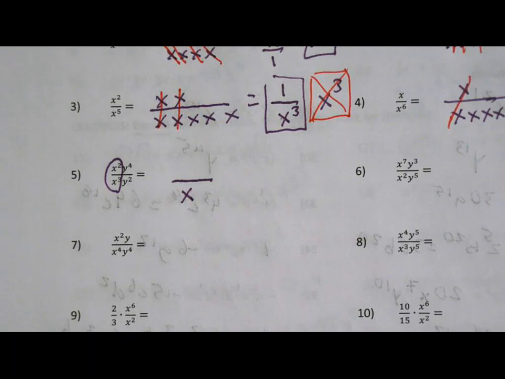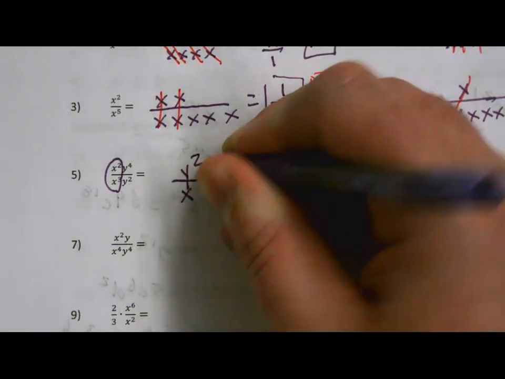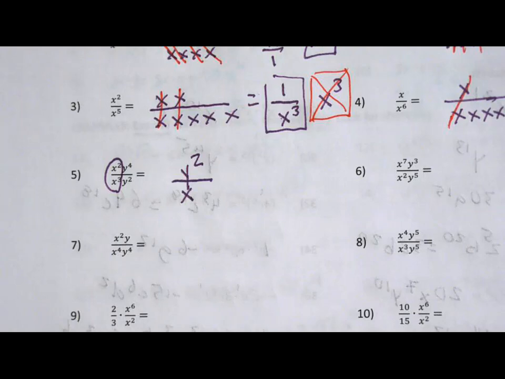How about my y's? If I had 4 on the top and 2 on the bottom and I started canceling, how many leftover y's am I going to have? 2 leftover y's, where at? Top or bottom? On the top. That's it. You guys feel pretty confident with that shortcut?